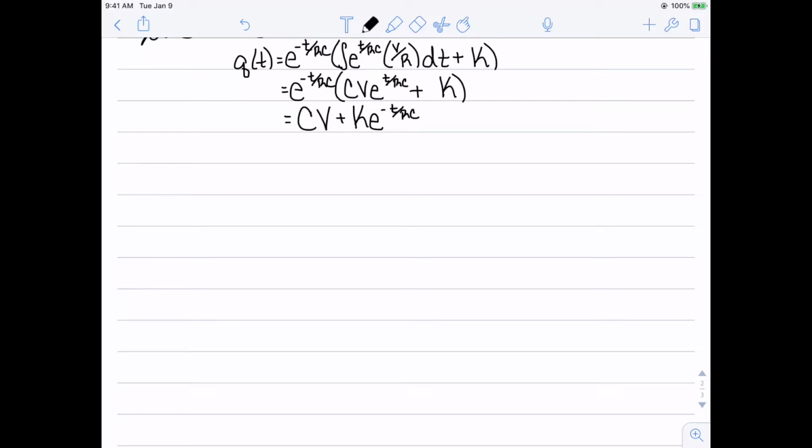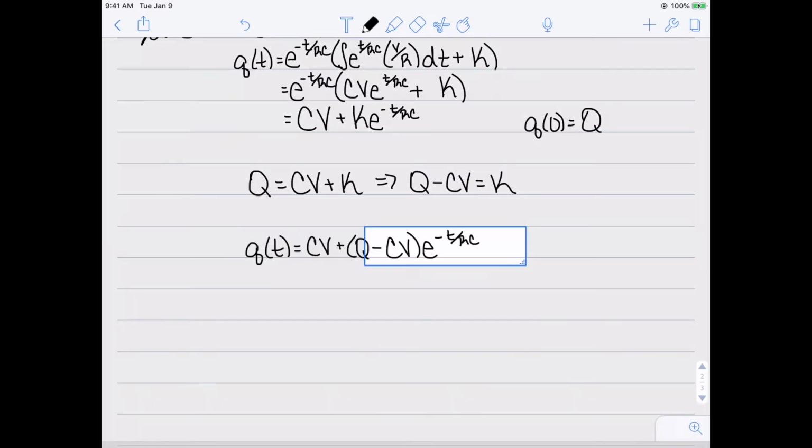So now we might want to try to think about our initial condition. The original problem said that the initial charge was Q coulombs, so Q of 0 is equal to Q. Since e to the 0 is equal to 1, that tells us that Q is equal to CV plus k, or equivalently, k is equal to Q minus CV. So we have our solution for the capacitor charge. Q of t is equal to CV plus Q minus CV times e to the negative t/RC.